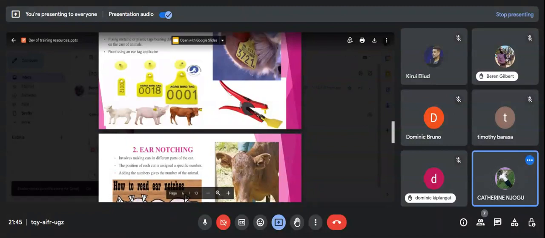In ear tagging, it means fixing metallic or plastic tags bearing different numbers or letters on the ears of animals. As you can see in those pictures that I've displayed there, we have an animal with an ear tag, and the three pictures there are some examples of ear tags, and you can see they are named according to numbers, and the tool there is a tag applicator. As you can see, it can help in fixing that metallic or the plastic tag.